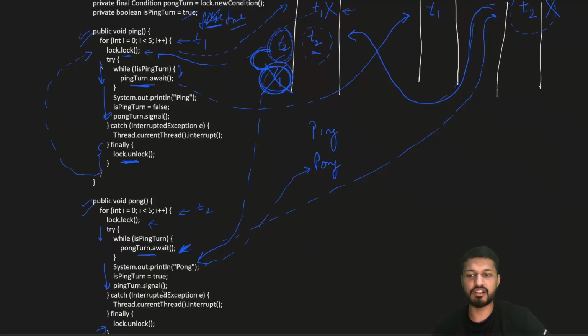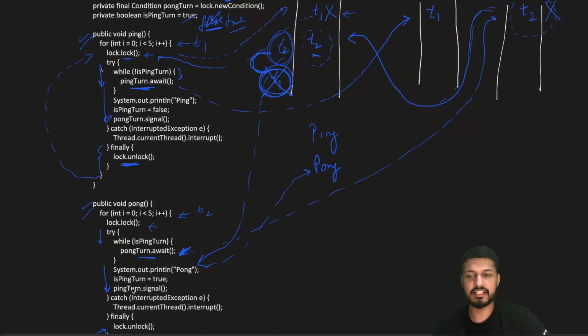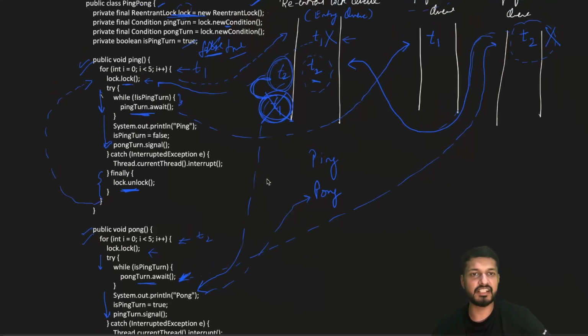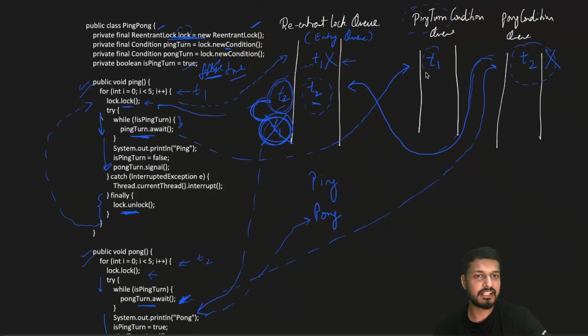And pingTurn.signal, when T2 does pingTurn.signal, at that point of time, T1, which was waiting on the ping condition queue, will come out of this queue, go again in the entry queue, and again this process is repeated again and again. So ping pong will be printed. Try to dry run further ping pongs on your own so you will get more clarity.